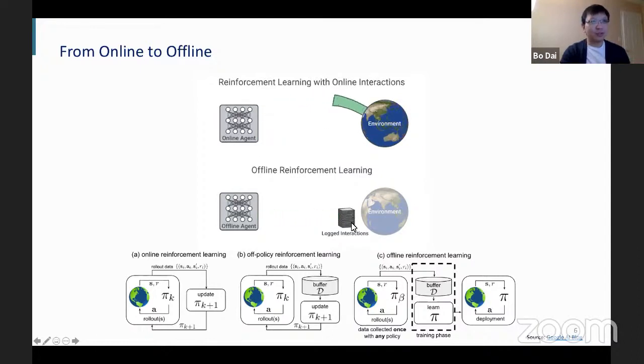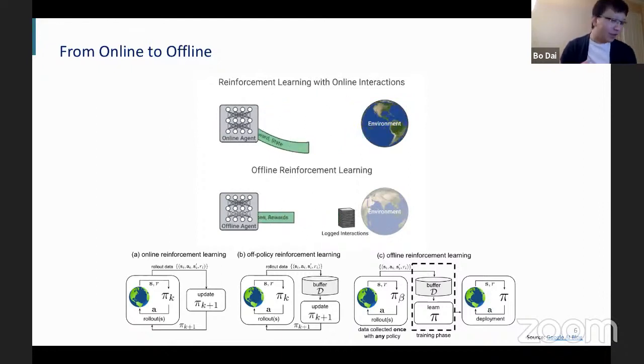So what we propose, called offline reinforcement learning, is that some agent which you trust collects the data for you, and the agent itself does not interact with the environment. It is invisible to the environment, and only interacts with this logged interaction or collected data. So that's what we call offline reinforcement learning. I hope this gives you a clear view of the significant difference between these two reinforcement learning styles.